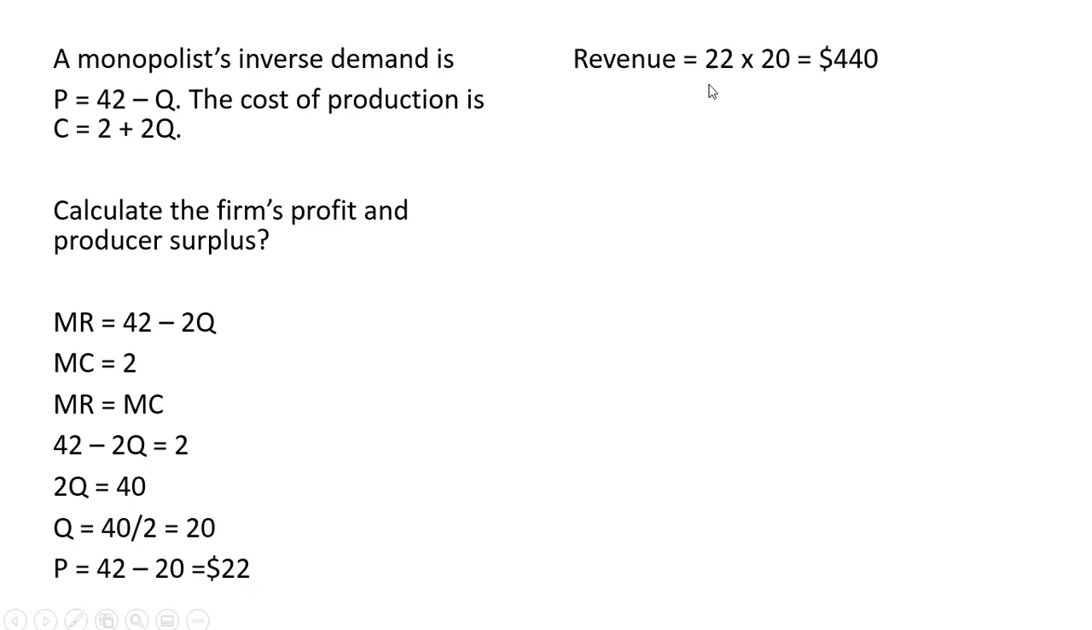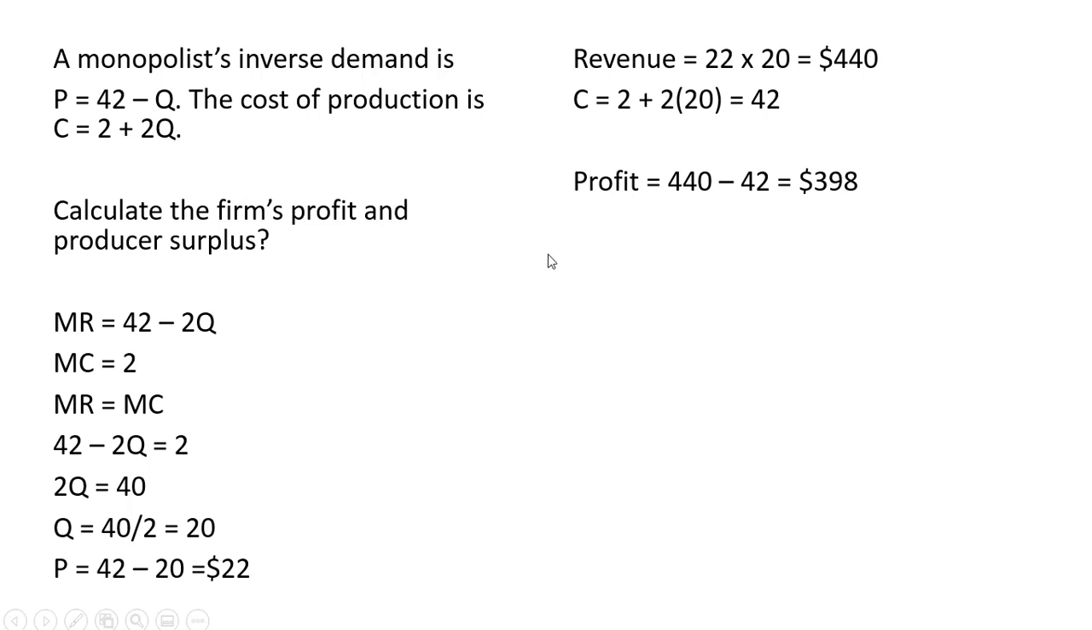The firm's total revenue is price times quantity, or $440. The firm's total cost for producing 20 units is calculated by plugging 20 in for Q into this cost equation, and here we get $42. And profit is just revenue minus cost, so profit equals $398.